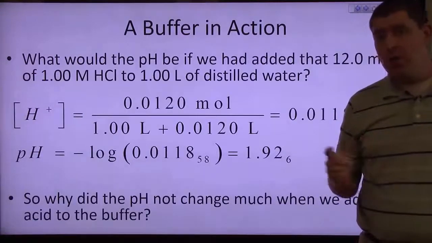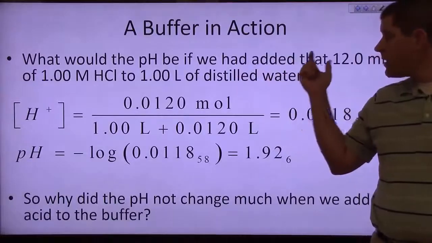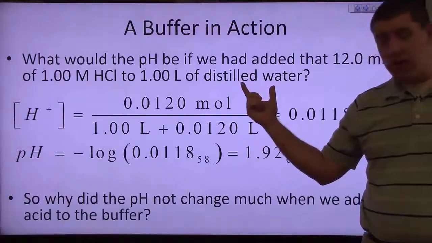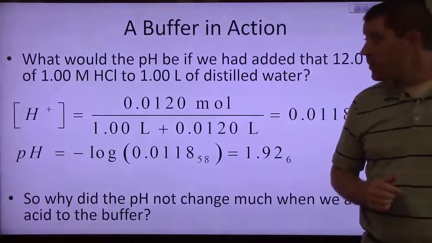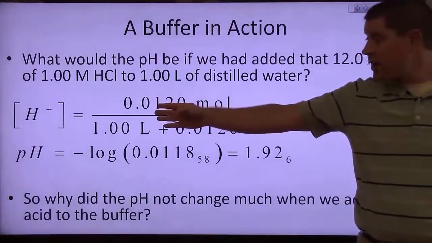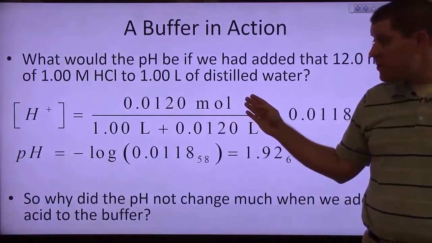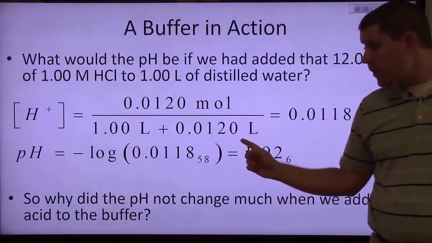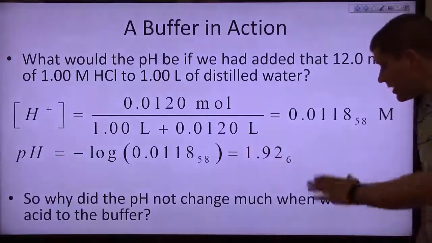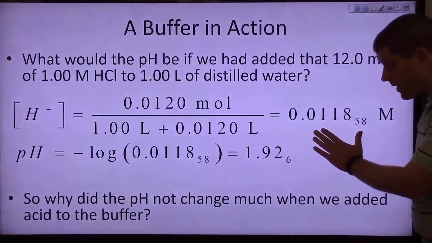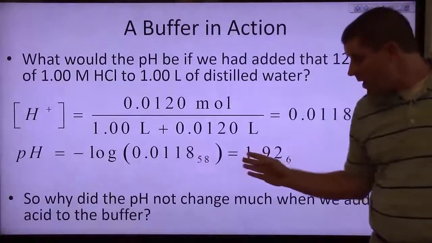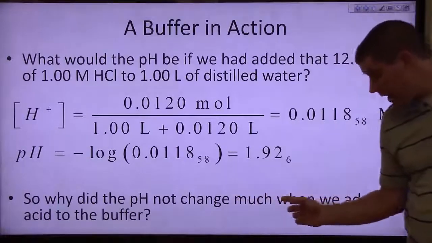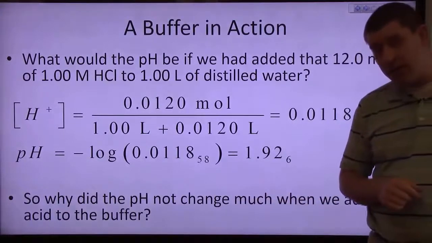So now let's see what the pH would be if we had added that 12 milliliters of hydrochloric acid to distilled water, instead of adding it to our tris buffer. Well, in this case we know the hydrogen ion concentration is 0.0120 moles of hydrogen ion divided by 1.00 liters plus our 0.0120 liters, which gives us a concentration of 0.0118 molar, and then the pH ends up being 1.92.